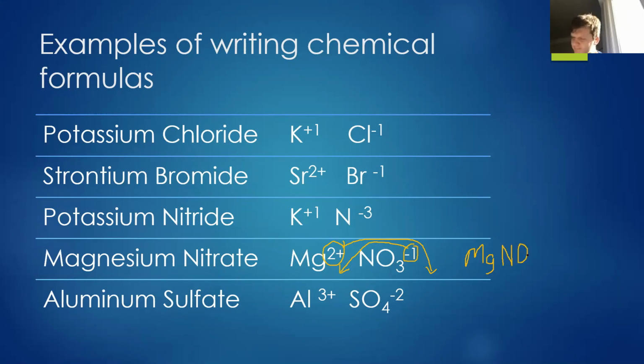So if I need 2 NO3s, I need to make sure when I'm using polyatomics, if there's more than one of them, I have to put parentheses around the entire polyatomic. So NO3, I put parentheses around that entire thing, and then I put the 2 on the outside of the parentheses. Because otherwise, if I don't put the parentheses there, it's going to look like I need 32 oxygens. And I don't want 32 oxygens, I want 2 NO3s.